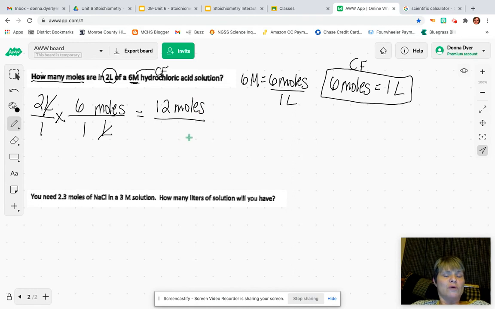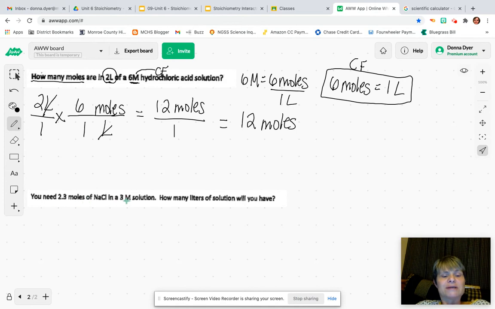On the bottom, we have 1 times 1, which is 1. When we divide, 12 divided by 1 is 12. So the answer is 12 moles. Again, you might have been able to figure that out just by looking at this, but that won't always be possible. So again, I will expect you to use the factor label method to do all of these problems, and if you don't, I'm going to return your work and tell you you need to do it again.